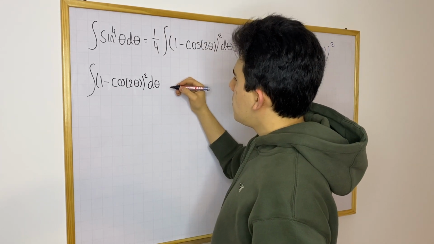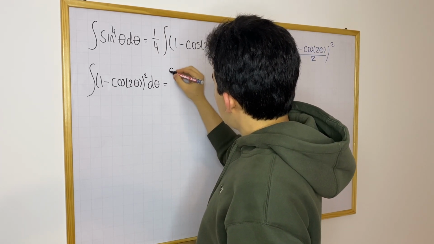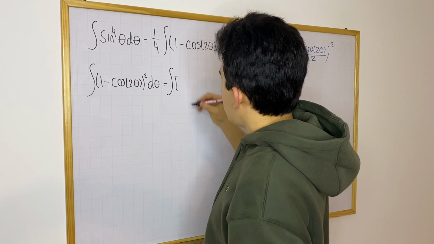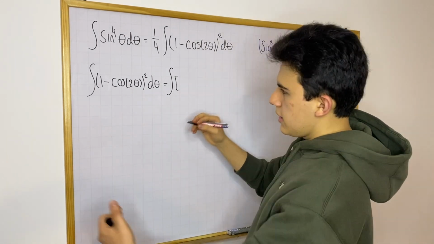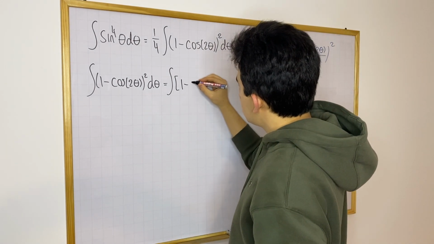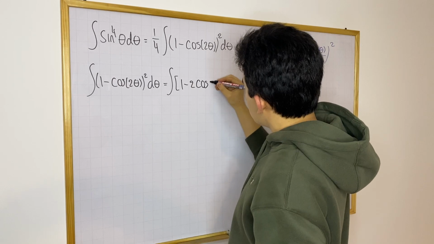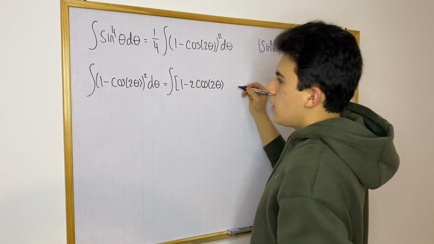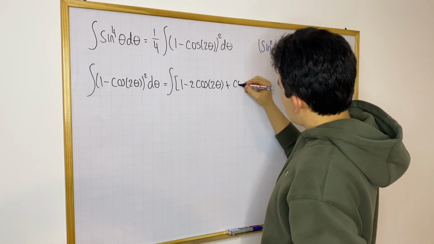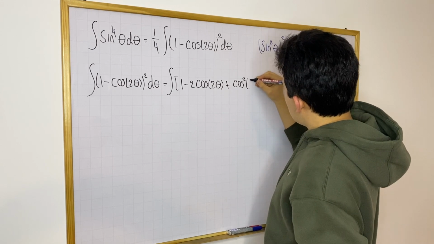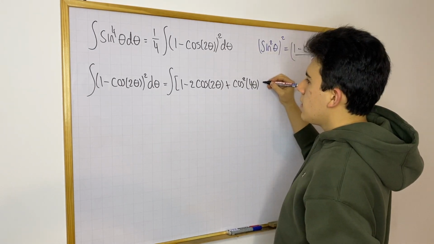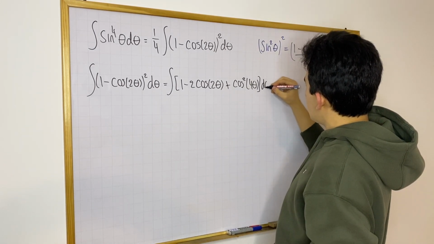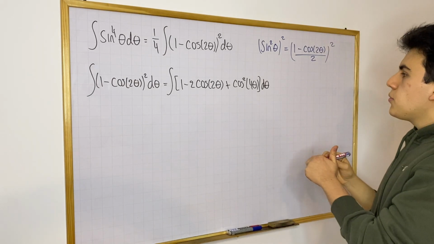We know this will be equal to the integral of the entire binomial expanded, so that will be 1 minus 2 times cosine 2 theta plus cosine squared of 4 theta, okay? And then we close this, and then we write d theta. Nice. So now this is what we get.